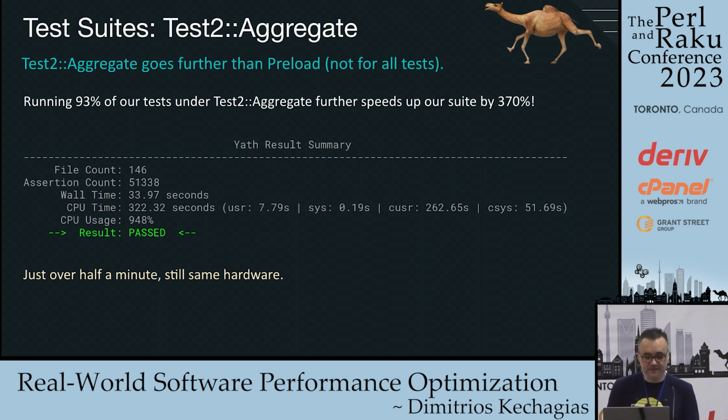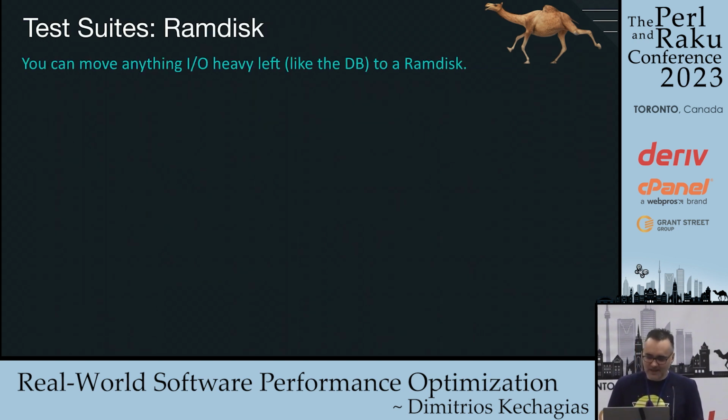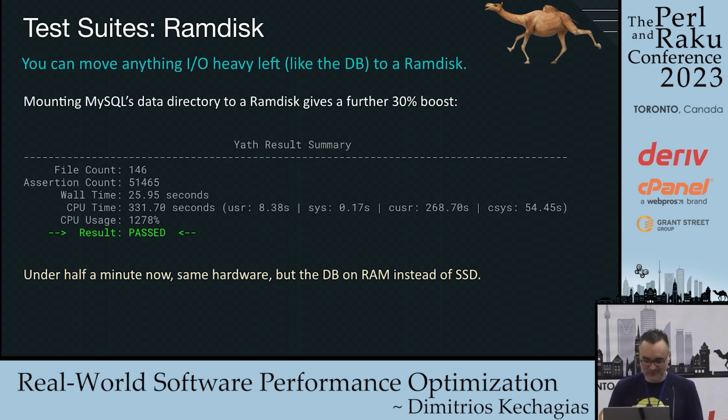But we worked on it, so 93% of our tests run under aggregate, which is a module that doesn't fit all tests. Like if you have BEGIN blocks, there's a whole talk about that. You can link to that. RAM disk. I was over half a minute. I wanted to do less than half a minute. So I moved the data directory of the database, which is the last slow thing, to a RAM disk. And now it's 25 seconds to run.